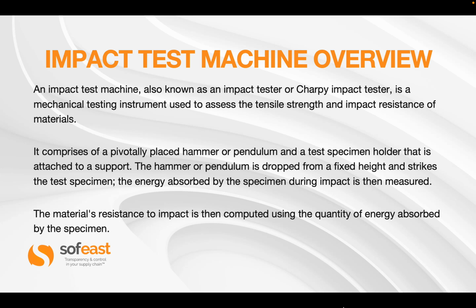So an impact test machine, which is also known as a Charpy tester or a Charpy impact tester, is a mechanical testing instrument used to assess the tensile strength and impact resistance of materials. It comprises of a pivotal placed hammer or pendulum and a test specimen holder that is attached to a support. The hammer or pendulum is dropped from a fixed height and strikes the test specimen. The energy absorbed by that specimen during the impact is then measured. The material's resistance to impact is then computed using the quantity of energy absorbed by that specimen.